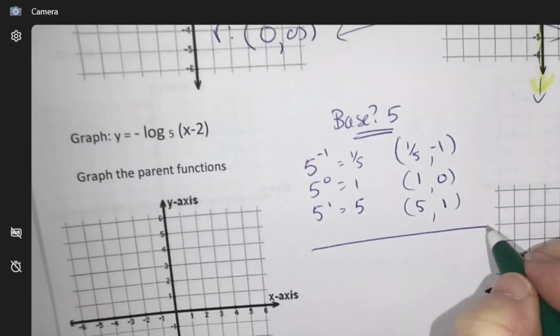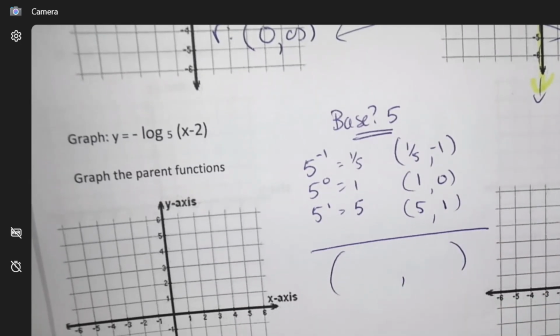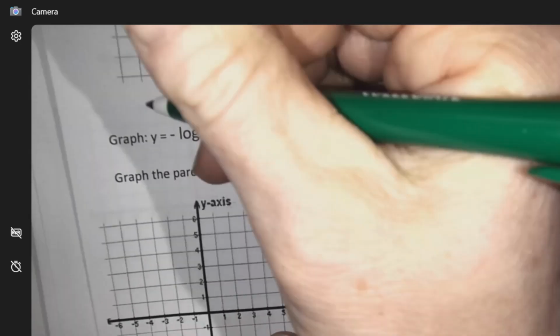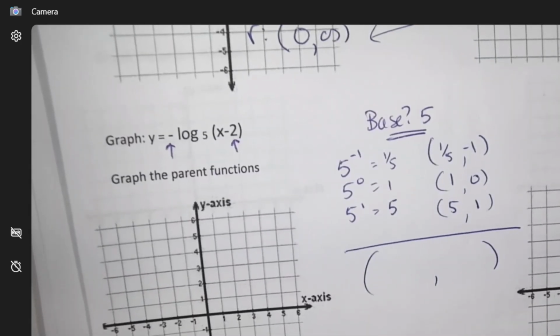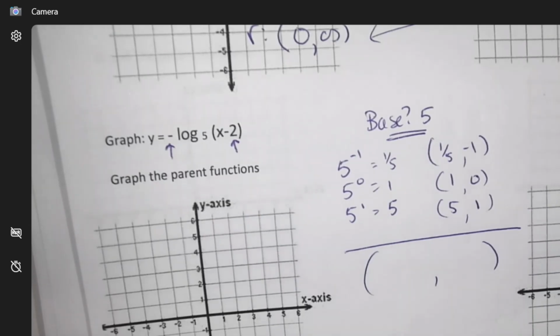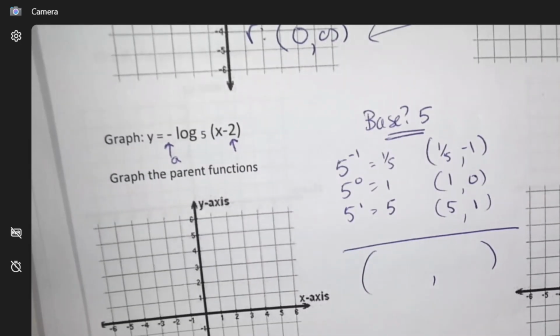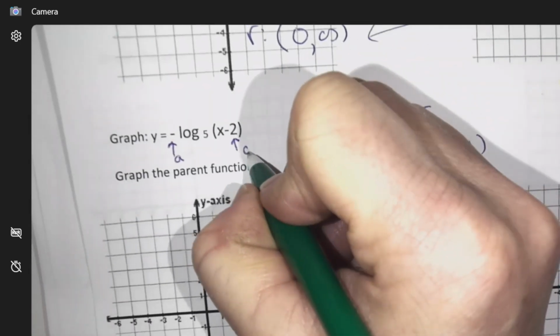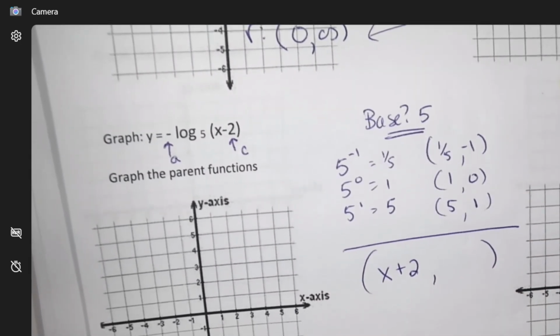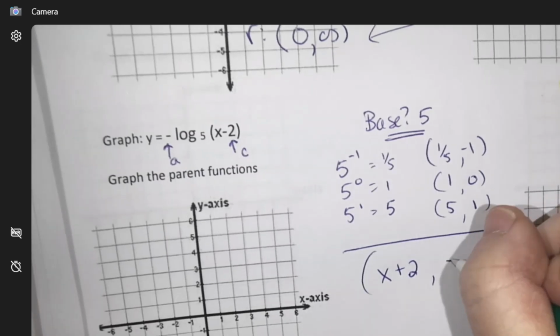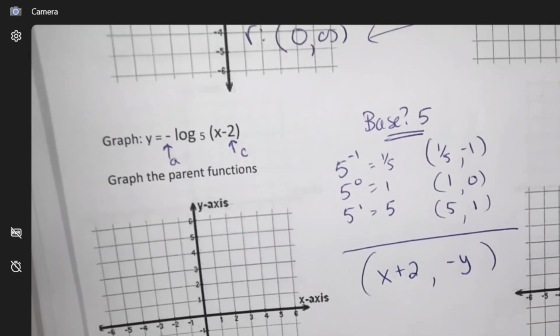Okay, now transformation talk. What is this negative? What is this 2 part? What letters would you attach them to? A, B, C, or D? I would put an A there. It's in front of the function. And a C. So we're going to be going right 2 and negative y.